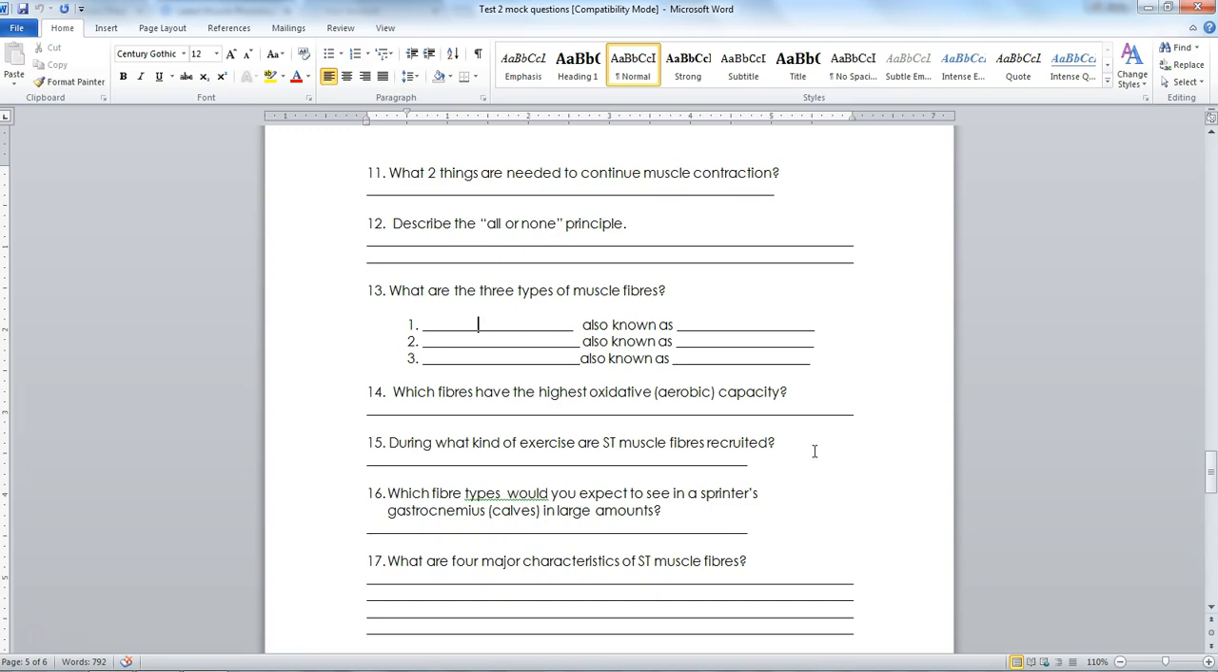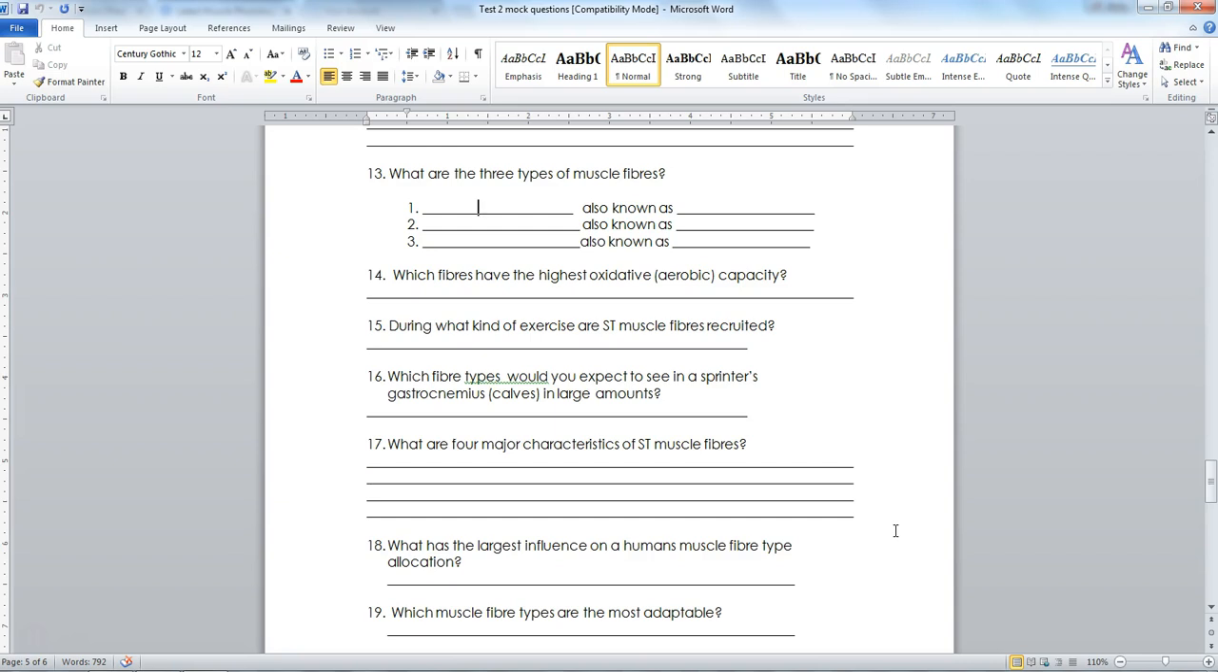Which fiber types would you expect to see in a sprinter's gastrocnemius or calves muscle in large amounts? And of course that's type 2B fibers. And then if we look at number 17, we can also put this in.